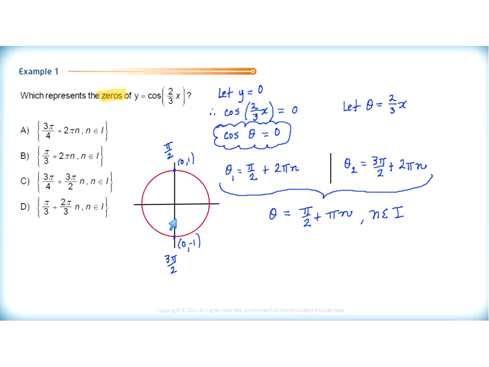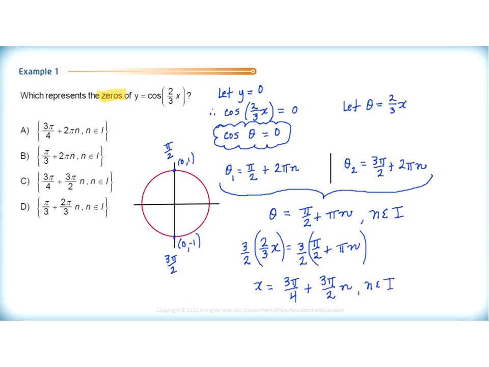So if at pi/2 we add pi, we get to 3 pi/2. Add pi, we're back here again. Add another pi, we're back at 3 pi/2. So then we can replace theta with 2/3 x is equal to pi/2 plus pi n. In order to solve for x, we will multiply both sides of the equation by 3 over 2. So then we are left with x is equal to 3 pi over 4 plus 3 pi over 2 n, where n belongs to the set of integers. And that gives us all the solutions for this equation. So that answer corresponds with C as the multiple choice item.